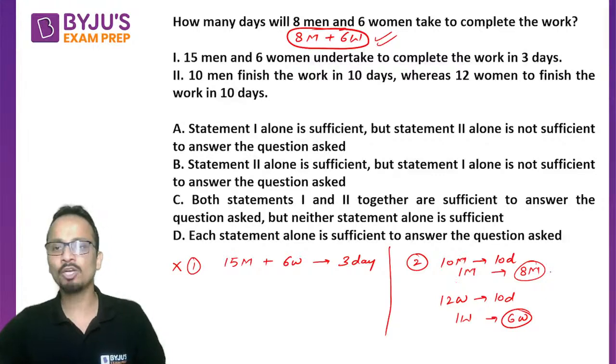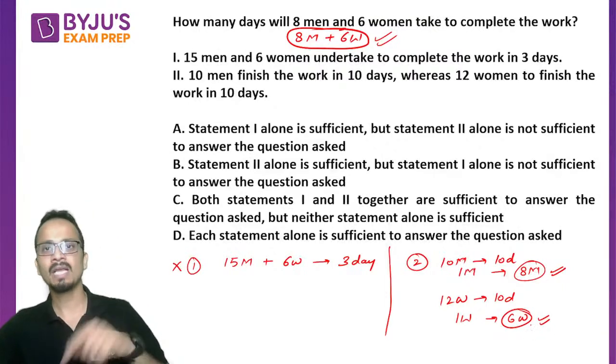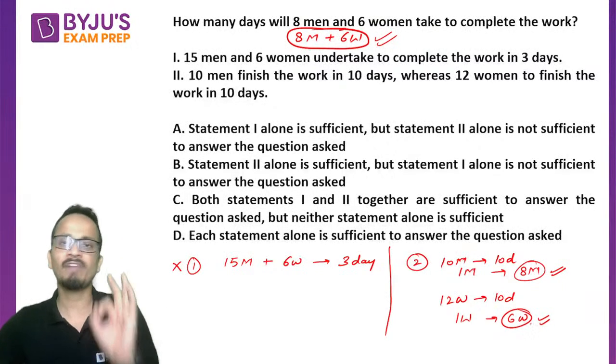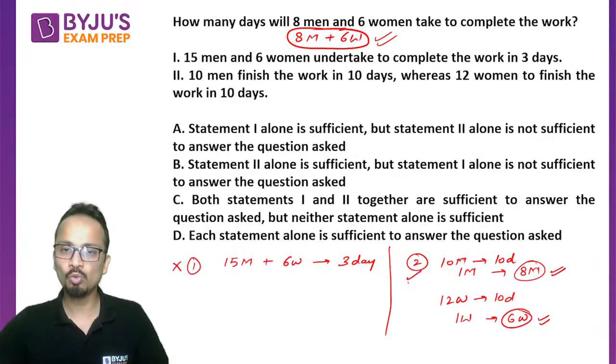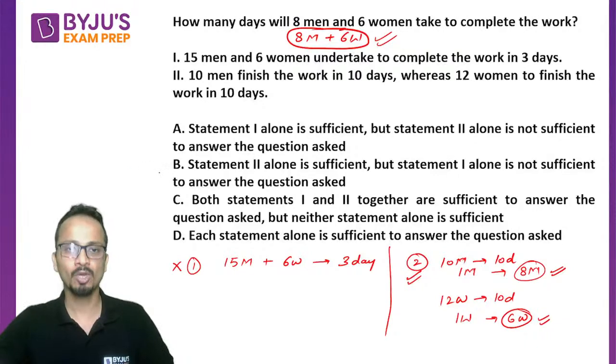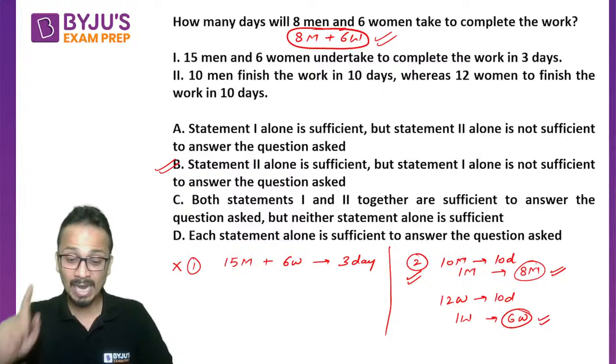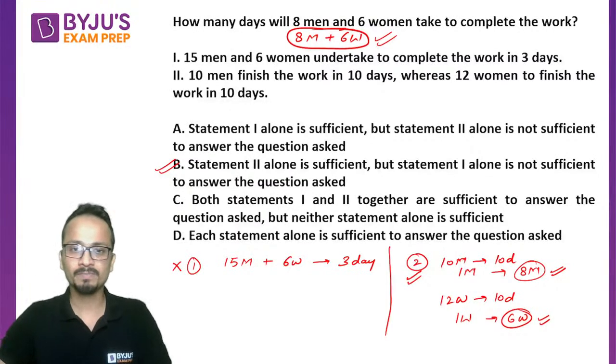Also, I can find out in how many days 8 men or 6 women will finish the piece of work, and that will also help us in finding the answer. So statement number 2 will alone be sufficient to answer the question. Okay, so the correct answer here will be option B and not any other option.